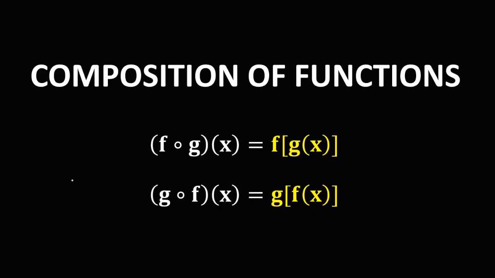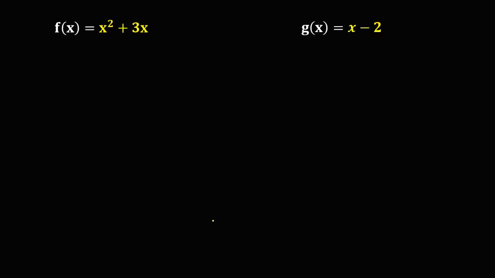So we have these two equations of composite functions, f of g of x and g of f of x. Then we have these given functions, f of x equals x squared plus 3x and g of x equals x minus 2. Then solve and simplify this f of g of x.